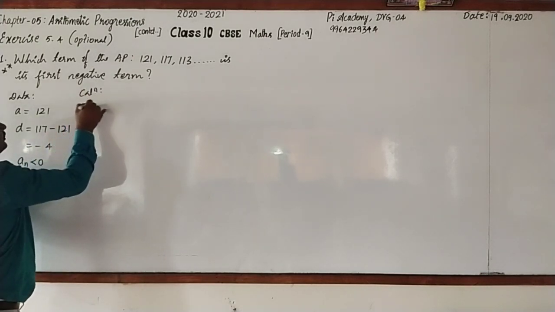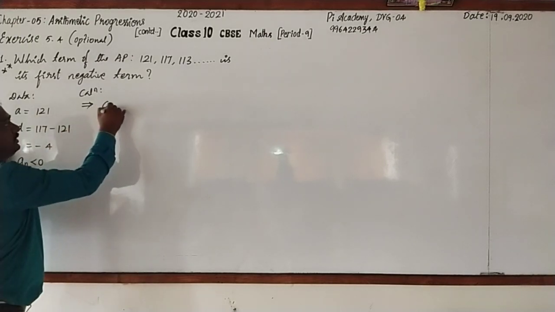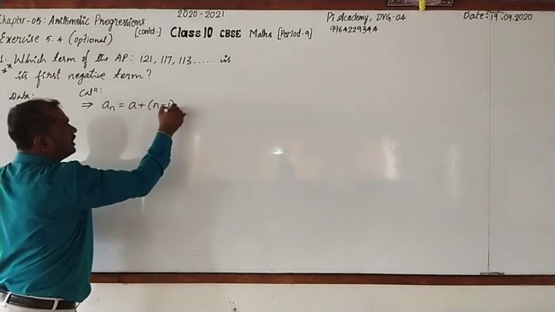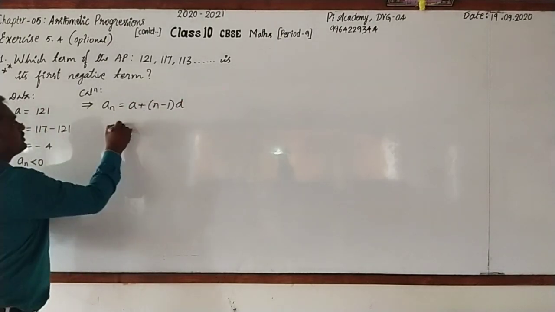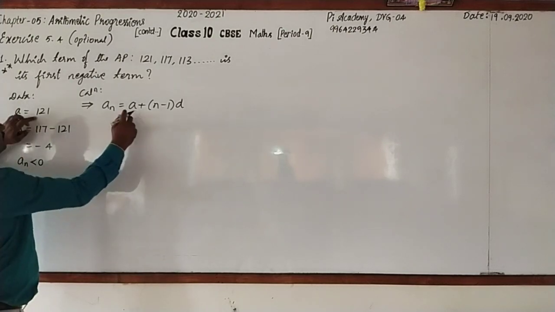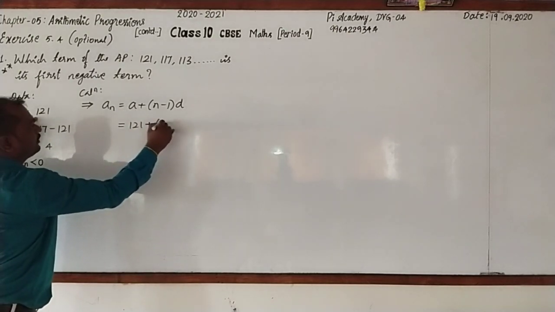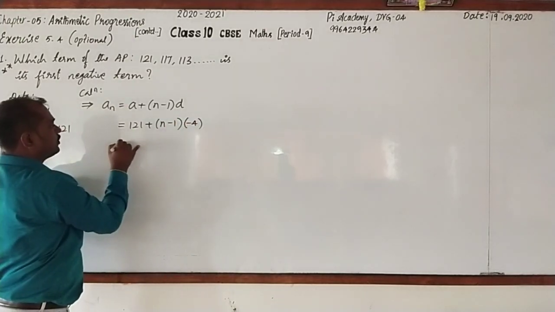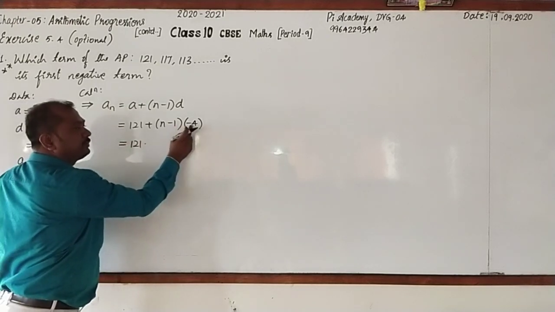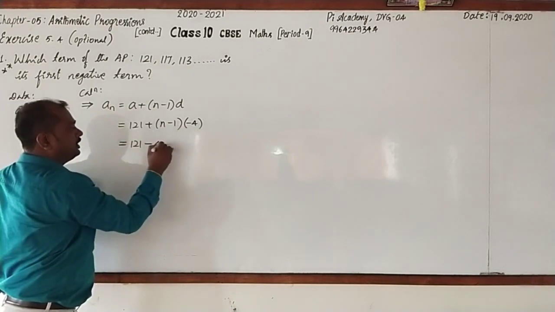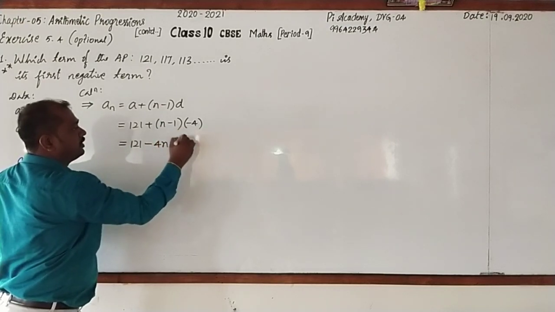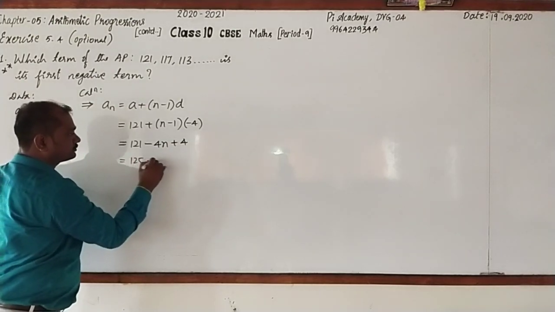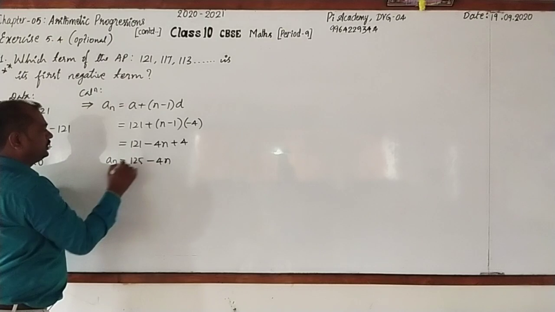Here, calculation. So let us use the an formula. Write this. What is it? It is a plus (n minus 1) into d. Now substitute. A is 121 plus (n is unknown, minus 1) into d, which is minus 4, which is equal to 121. Multiply minus 4 with both the terms. Minus 4 into n, minus 4n. Minus into minus is plus. 4 ones are 4. 121 plus 4 is 125. Minus 4n.